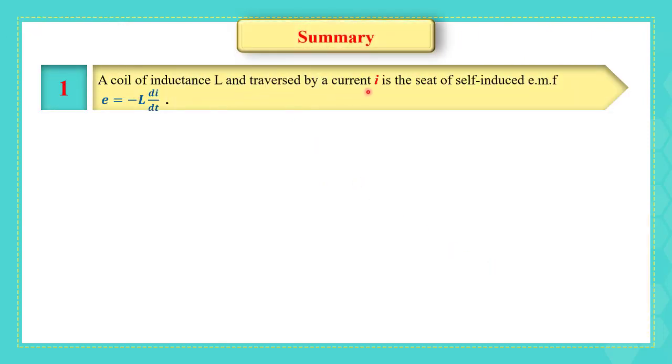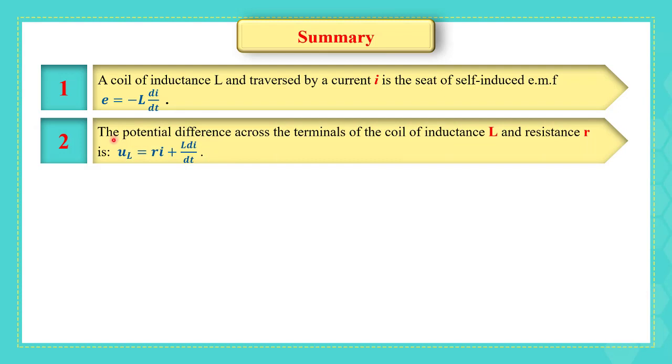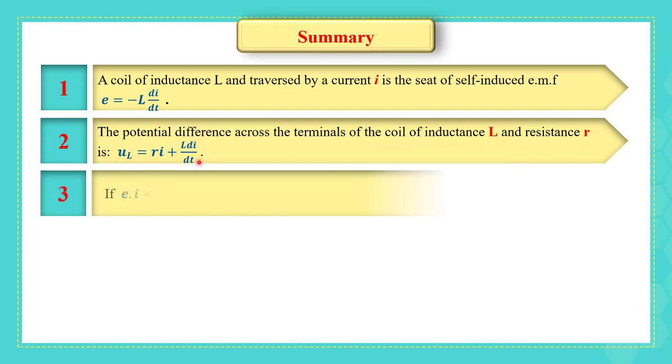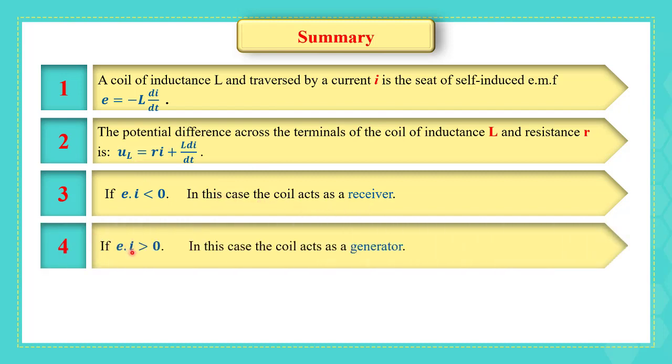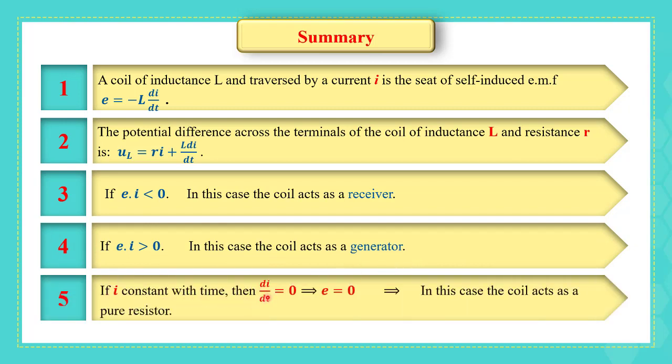Now, as a summary, a coil of inductance L traversed by a current I is the seat of a self-induced EMF, E equals minus L dI over dt. The potential difference across the terminals of a coil of inductance L and resistance R is U coil equals Ri plus L dI over dt. If E dot I is negative, in this case the coil acts as a receiver. If E dot I is positive, in this case the coil acts as a generator. If I is constant with time, then dI over dt equals 0, so E equals 0. In this case, the coil acts as a pure resistance, or as a connecting wire if it has no internal resistance.